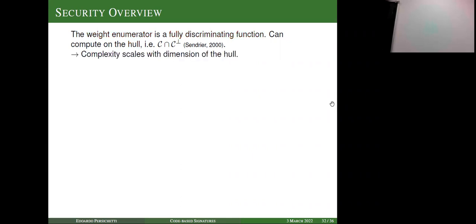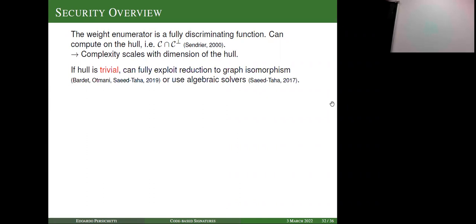If the hull is small, then this actually becomes feasible, and then you can solve the problem. The complexity scales with the dimension of the hull. If the hull is trivial, we can actually connect to graph isomorphism, or we can also use algebraic solvers with Gröbner bases and techniques that belong in that realm. So the problem becomes easy again.